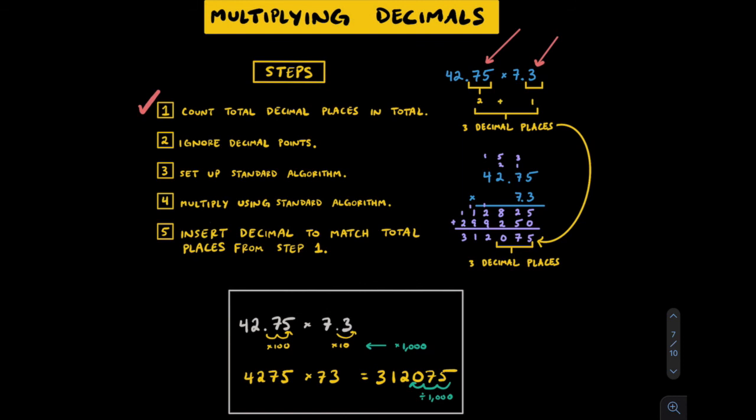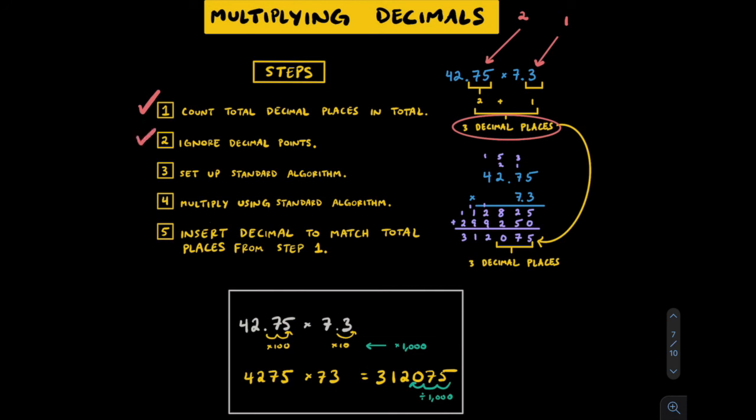In 42 and 75 hundredths, there are 2 numbers to the right of the decimal place. In 7 and 3 tenths, we have 1 number to the right of the decimal place. When looking at our factors, we have 3 total decimal places, or rather 3 numbers to the right of the decimal place. Step 2, we're going to ignore the decimal points.